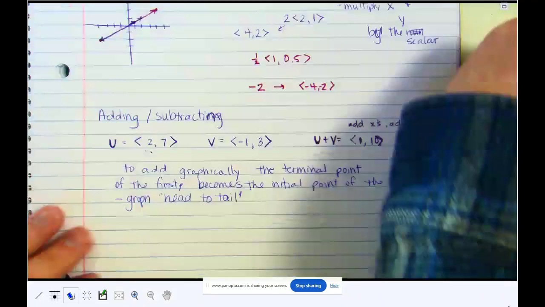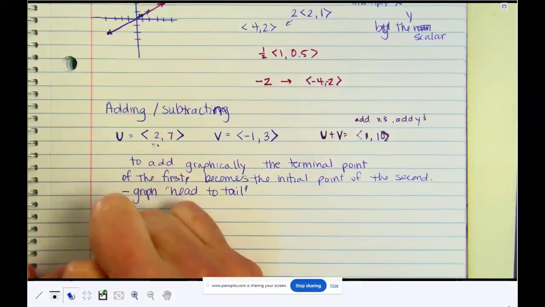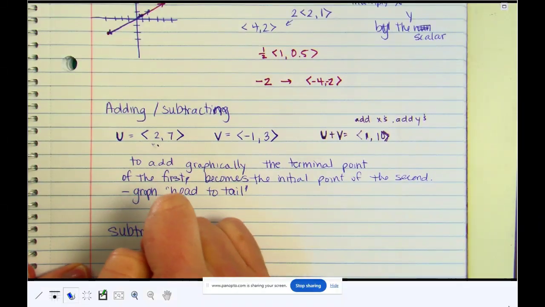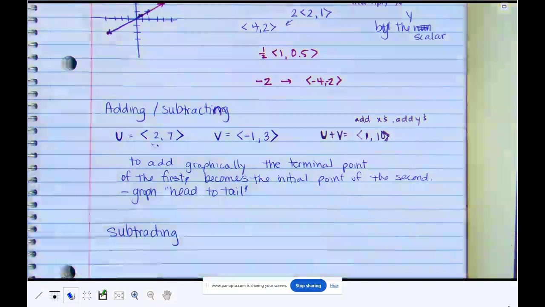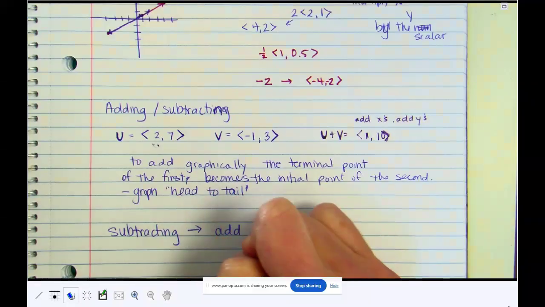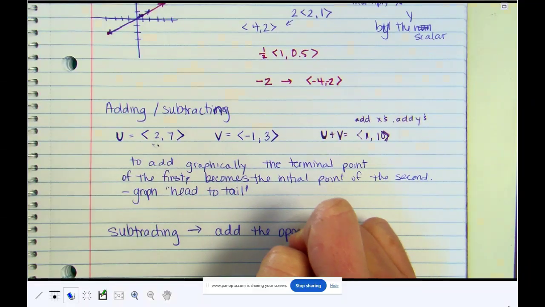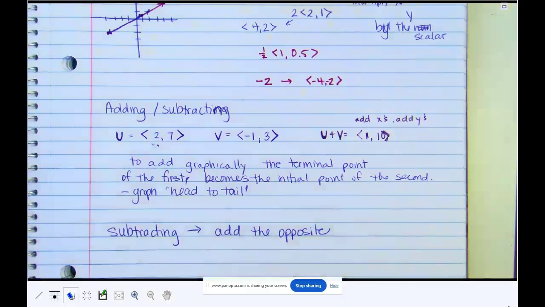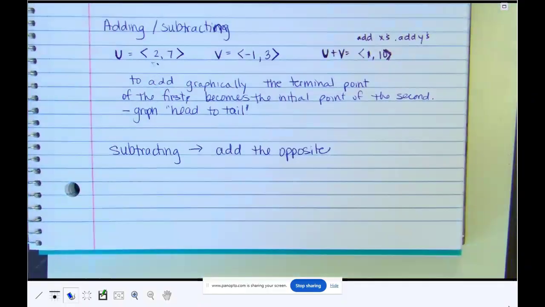Now, let's just real quick talk about subtracting. Subtracting is a little bit different. There's no actual subtraction of vectors. In subtracting, you add the opposite. Okay, now it seems dumb to say, because if I'm just doing this numerically, it doesn't make a difference. But if I'm showing the graph, it matters.